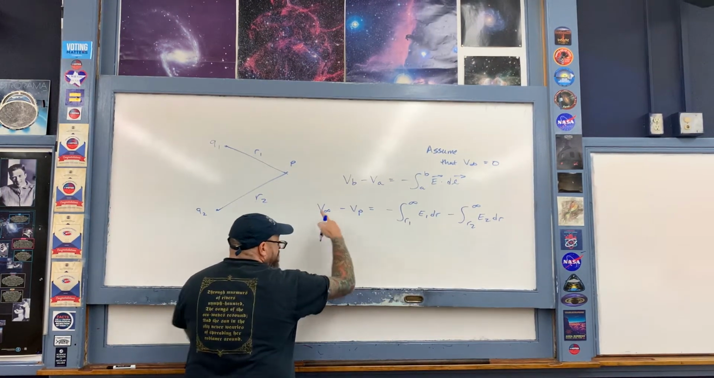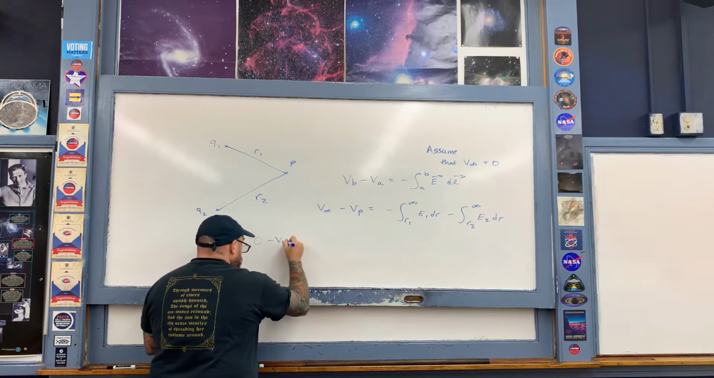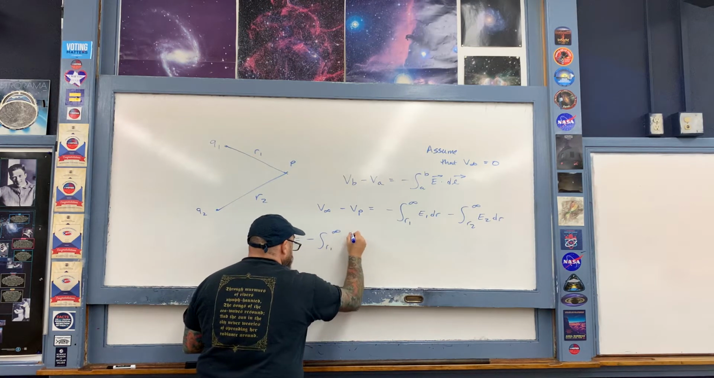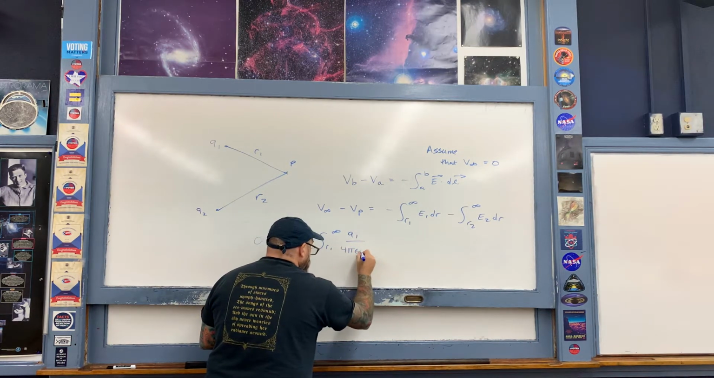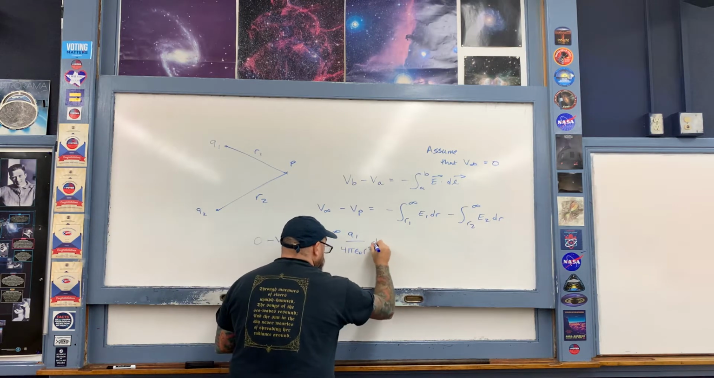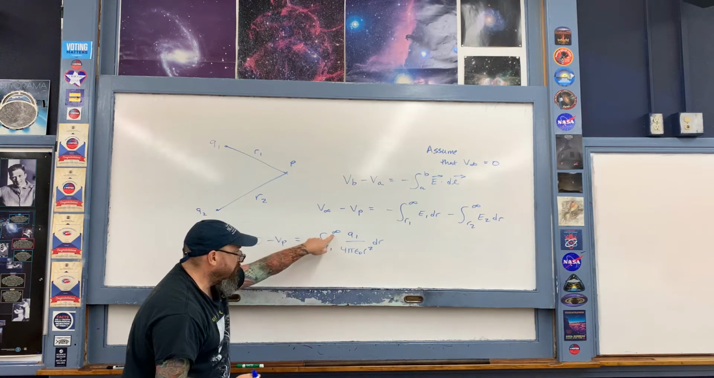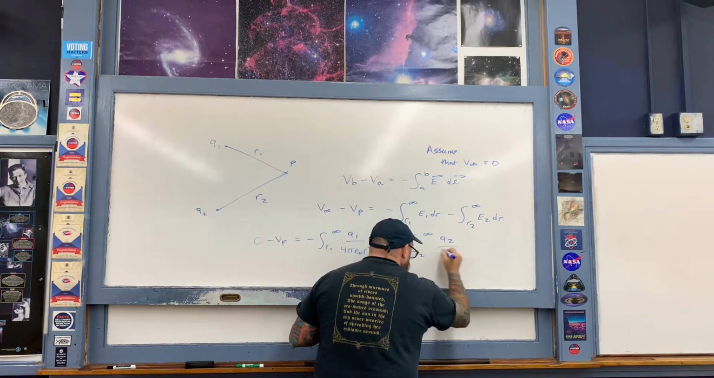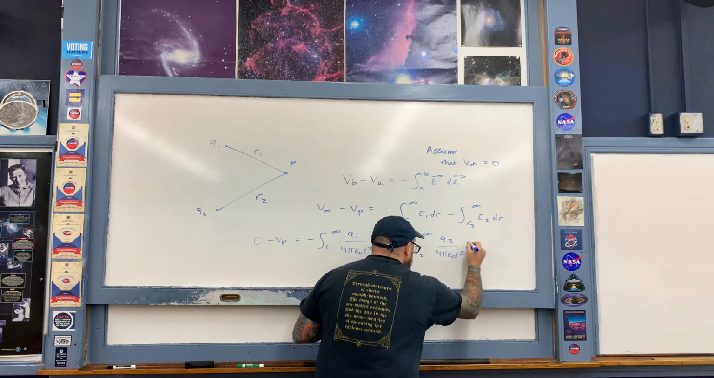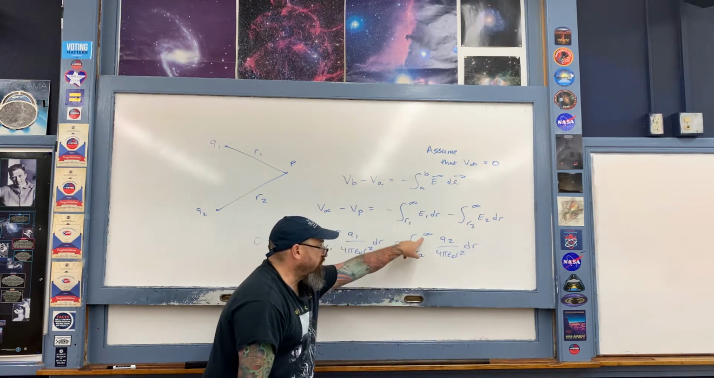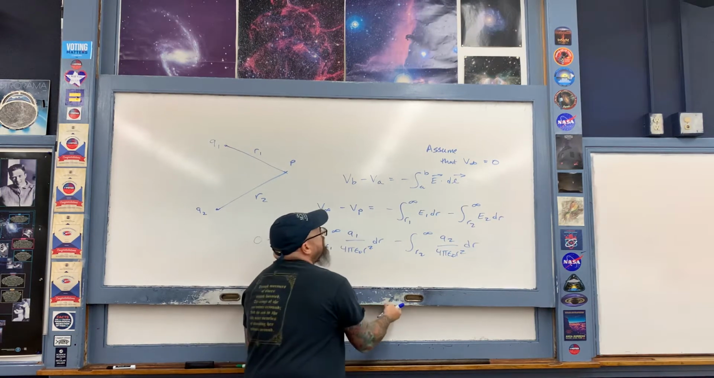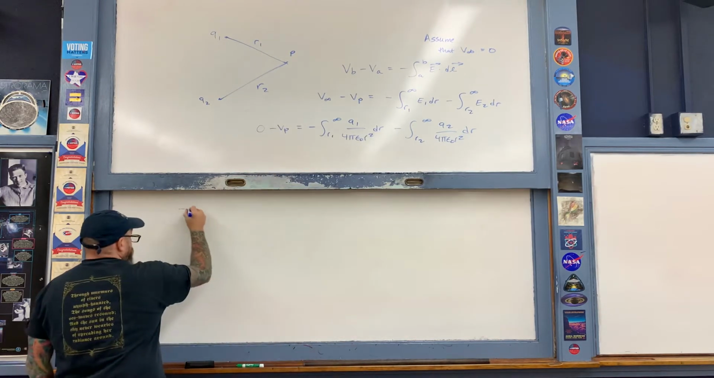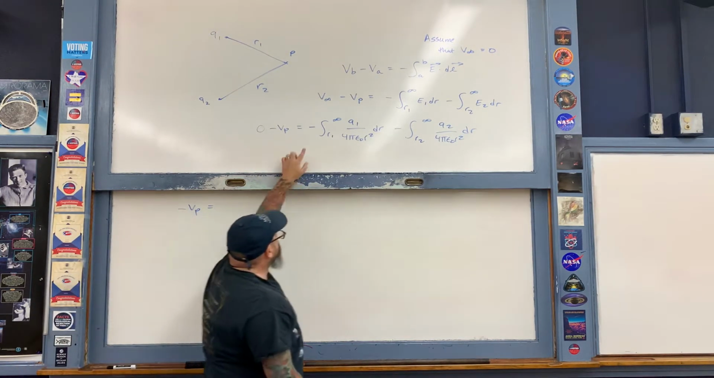Okay, so V at infinity is 0 minus the potential at point P equals the following. Negative integral from R1 to infinity of Q1 over 4 pi epsilon naught and then R squared dr, where we integrate from R1 to infinity. Okay, then minus integral from R2 to infinity of Q2 over 4 pi epsilon naught R squared dr, where we integrate from R2 to infinity, like so.